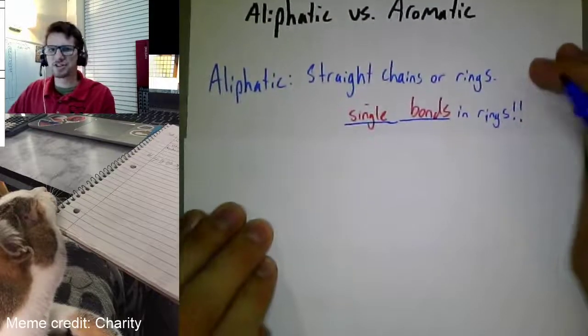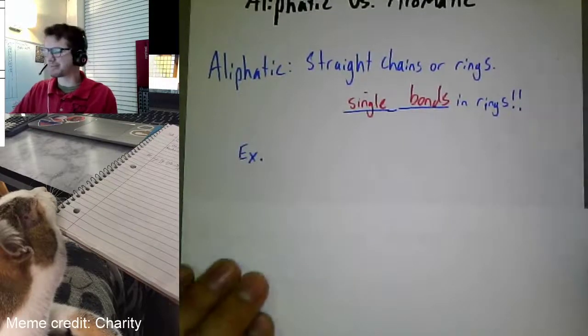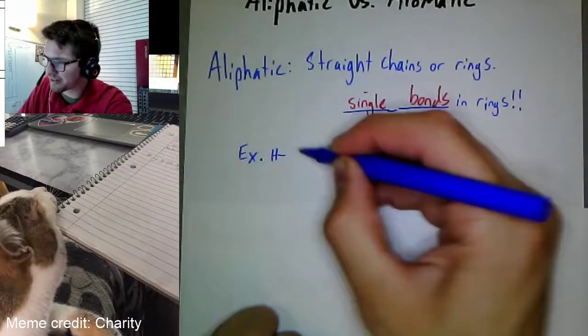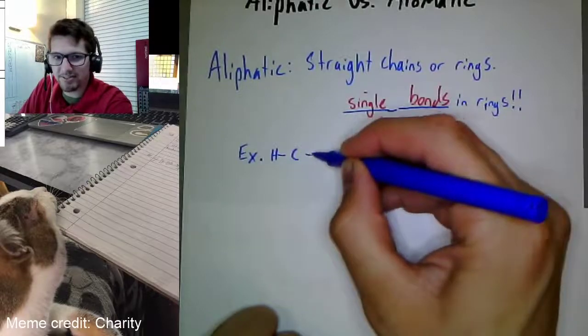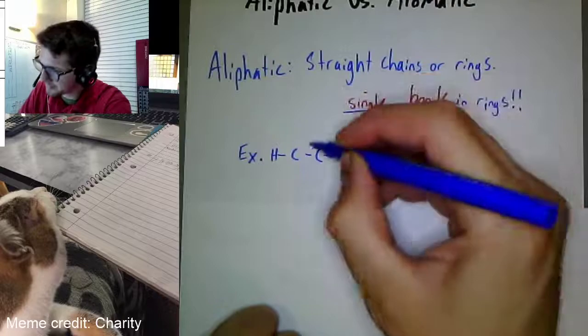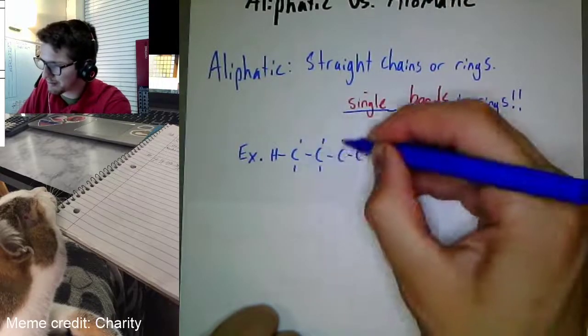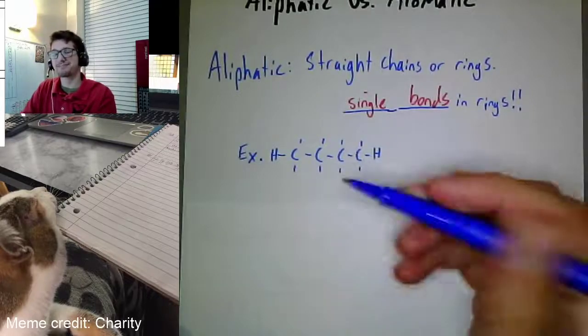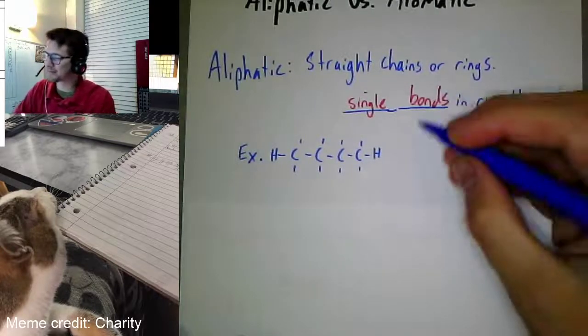Now, we haven't really talked about straight chains. So what does a straight chain mean? A straight chain means you have a straight chain of carbons. So let's say you had an H bonded with a C, bonded with a C, bonded with a C, bonded with a C, bonded with an H. And then you have a bunch of H's on top and bottom. See how that's a straight line of C's? It's a straight chain. Here's another example.